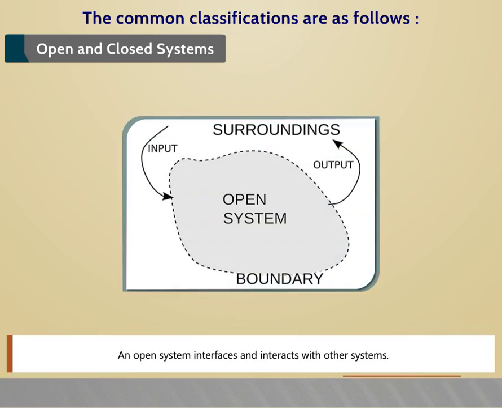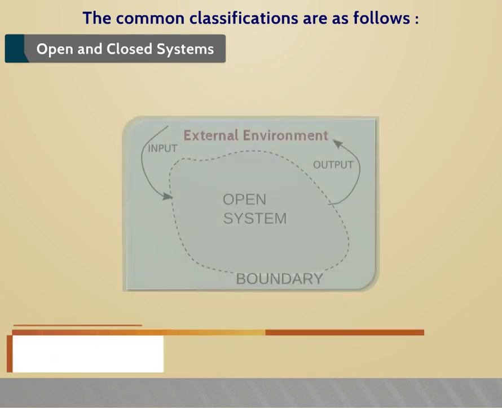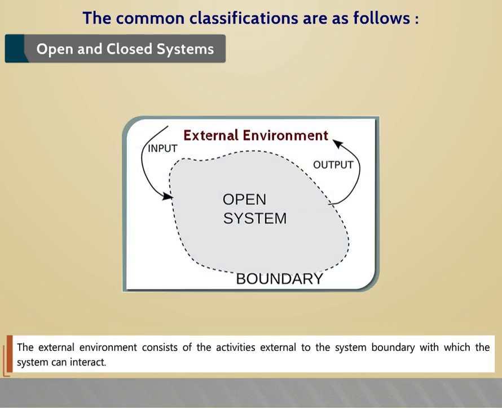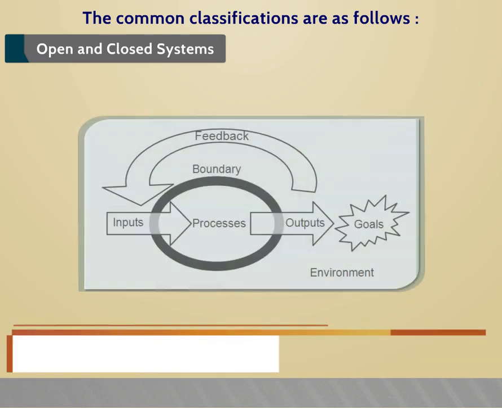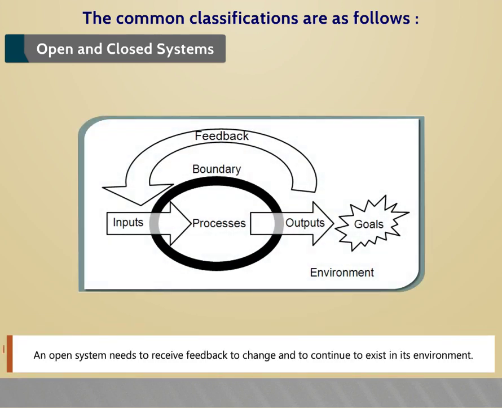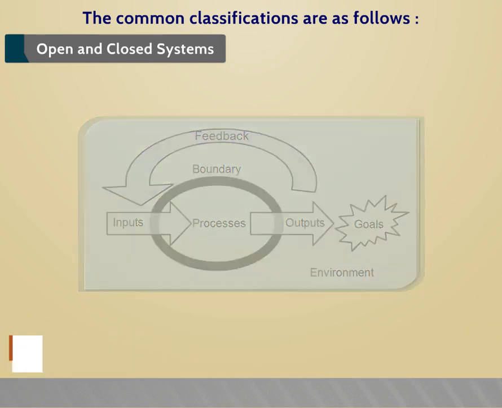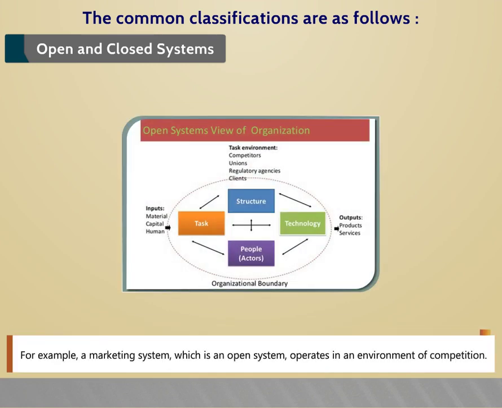An open system interfaces and interacts with other systems. The external environment consists of the activities external to the system boundary with which the system can interact. An open system needs to receive feedback to change and to continue to exist in its environment. For example, a marketing system, which is an open system, operates in an environment of competition.